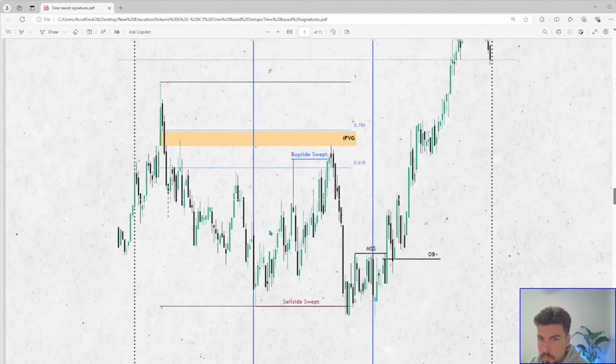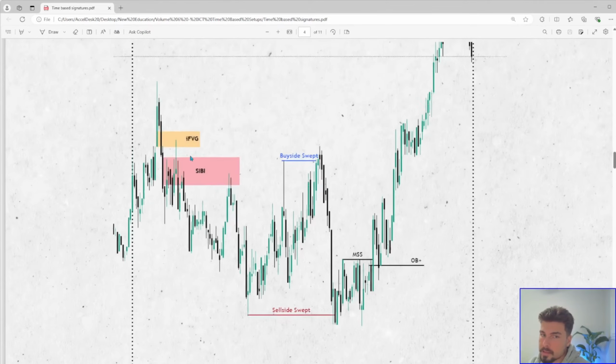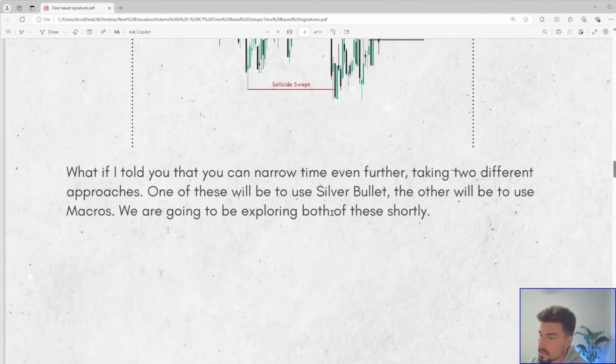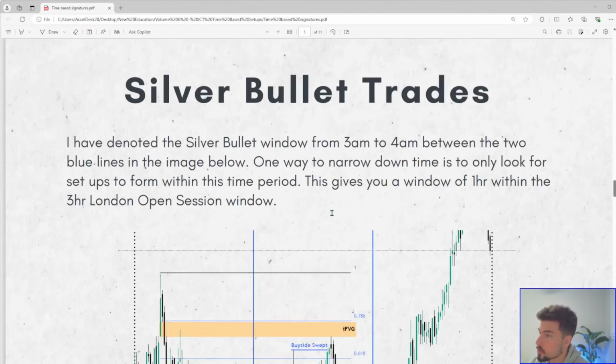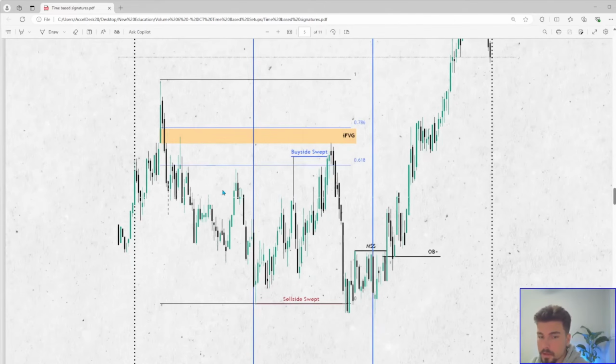So on the previous diagram, we had this inversion fair value gap. We also had this sell side imbalance. Let's take this a step further, talk about potential setups during this silver bullet window. You can see here, I've defined a range. Now I do have another video on dealing ranges and using ranges and price action. That's coming soon. But I've defined a range here from this swing high at the top to this swing low. I've then marked out my OTE range. I've marked out my silver bullet window.